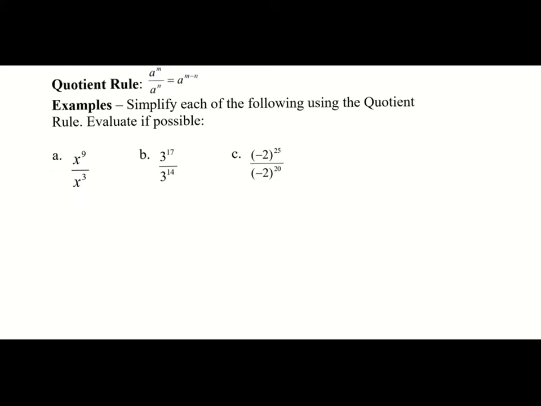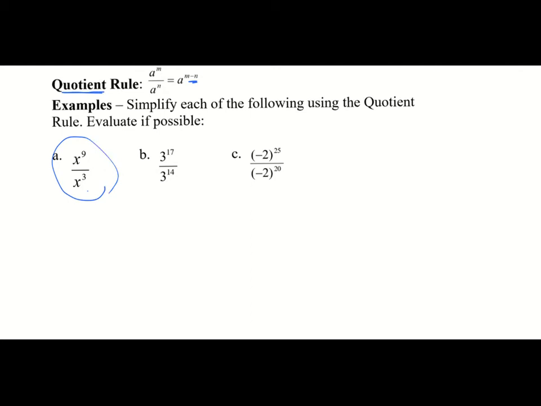So now we are going to look at the quotient rule. And this rule is applied when we are dividing powers with like bases. So the product rule, we multiplied powers with like bases, but now we are dividing powers with like bases. So with the quotient rule, think quotient, that's the answer to a division problem. So here, when we divide, instead of adding exponents, we are going to subtract them. And when we do that, that will combine our bases into one single one.